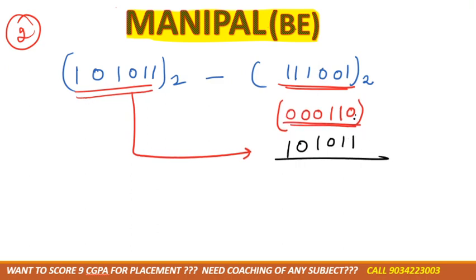1 plus 0 is 1, 1 plus 1 is 0 carry 1. Again 1 plus 1, carry 1. 1 plus 1, carry 1, right? In this case, now there is no carry.